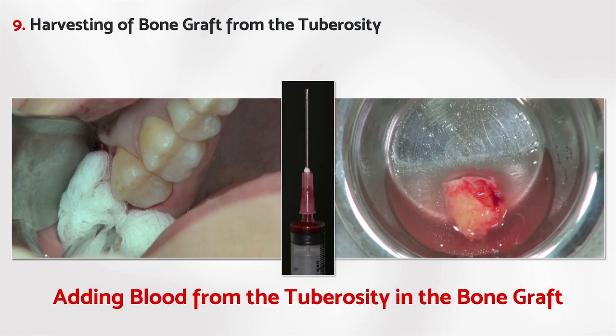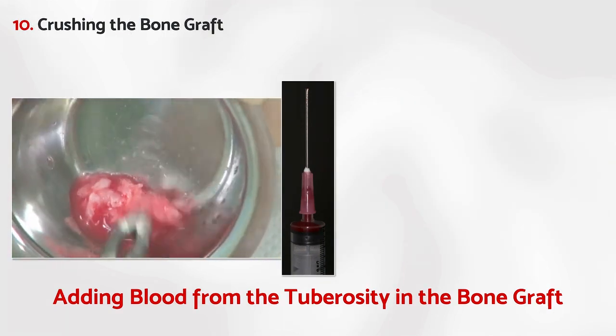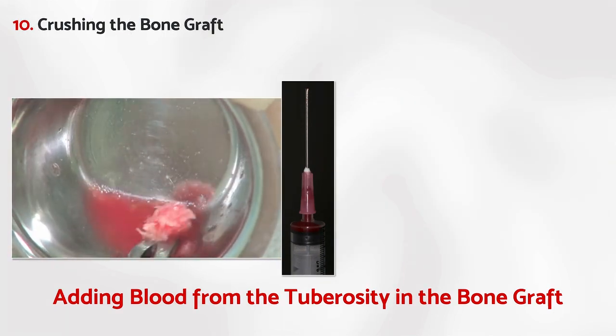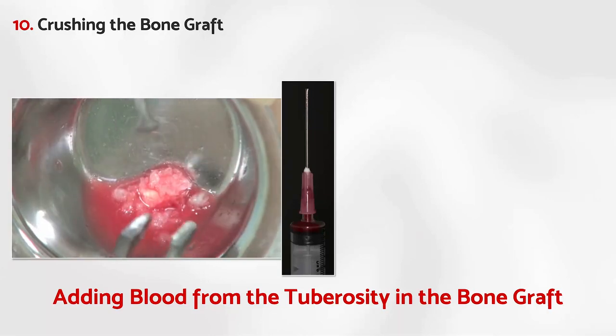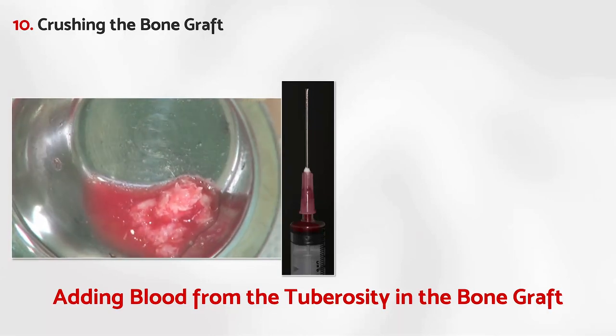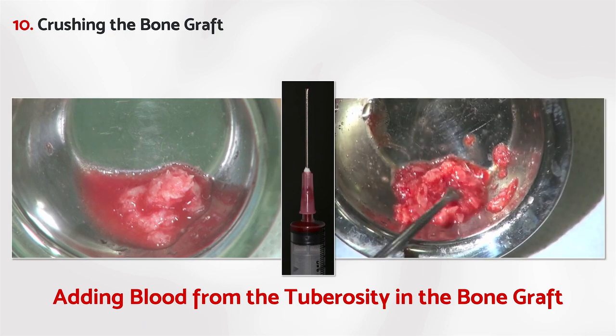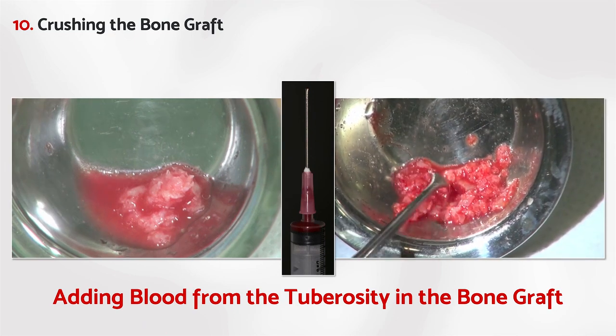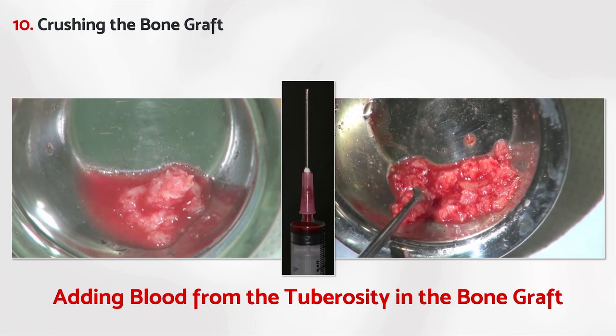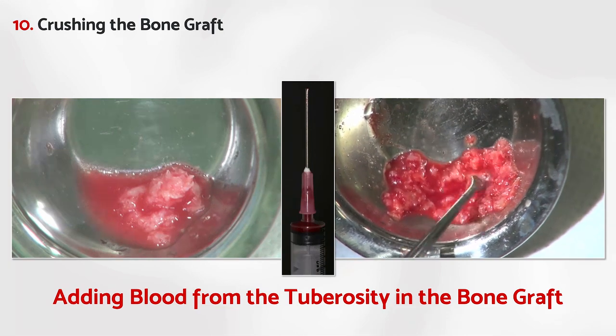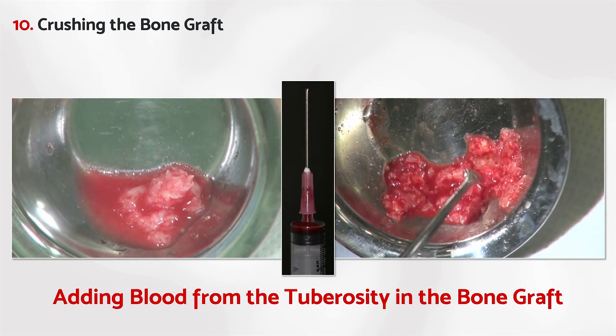In a case like this, where we have low vascularization, it's recommended to add blood from the tuberosity to the bone graft. So this block bone was crushed using a rounder. Pay attention that we are reducing the size of the particles as much as possible. And after that, we added blood from the tuberosity to the bone graft, and we keep it there for just a couple of minutes.